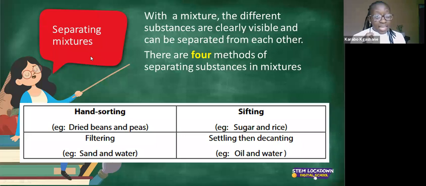The first one is hand sorting. All right. You can separate mixtures with your hand. A lot of you have mentioned that you can separate them by color or their shape. Thank you very much, Tato, for that. And Gwakanya said granola and strawberries.